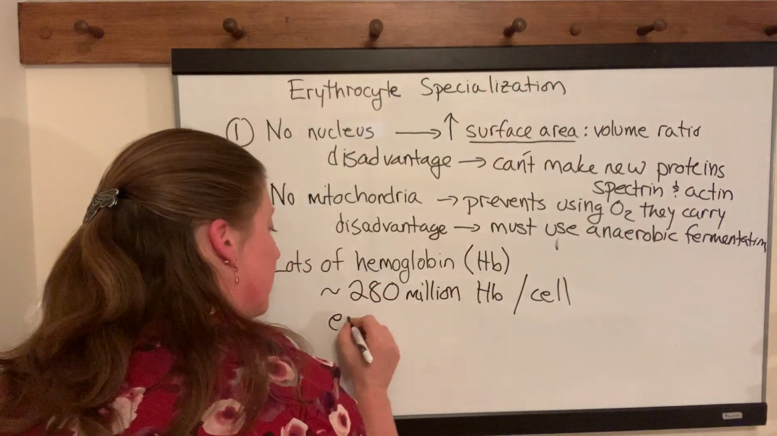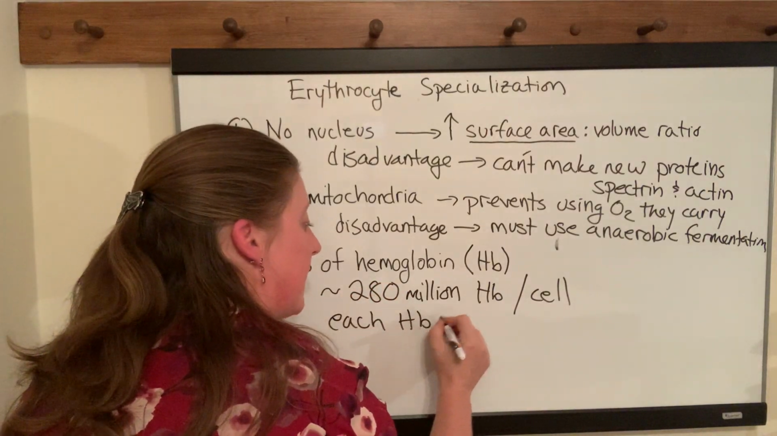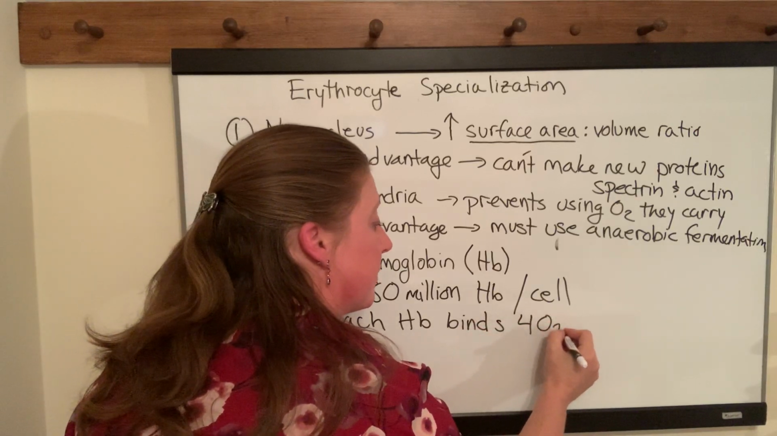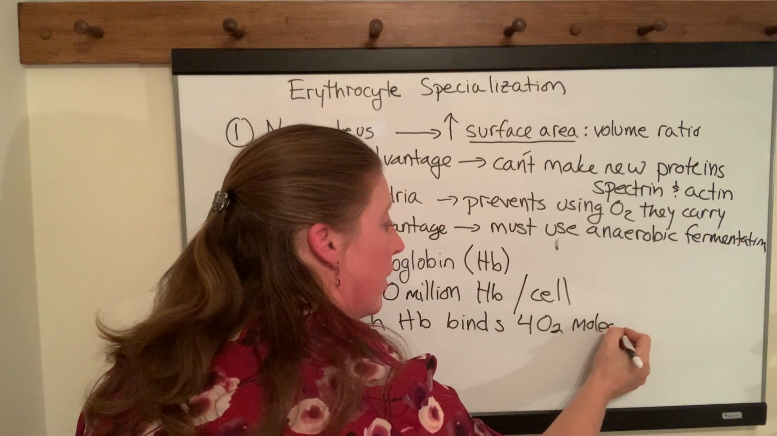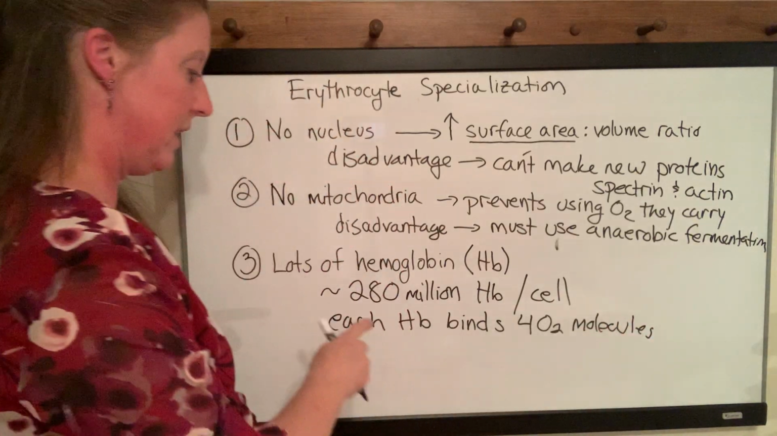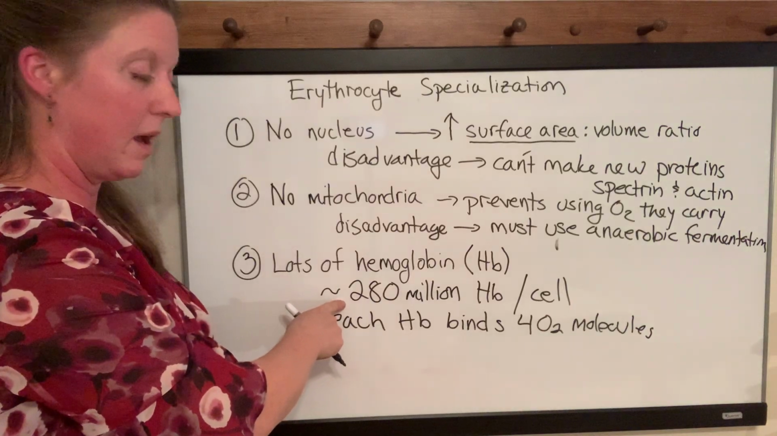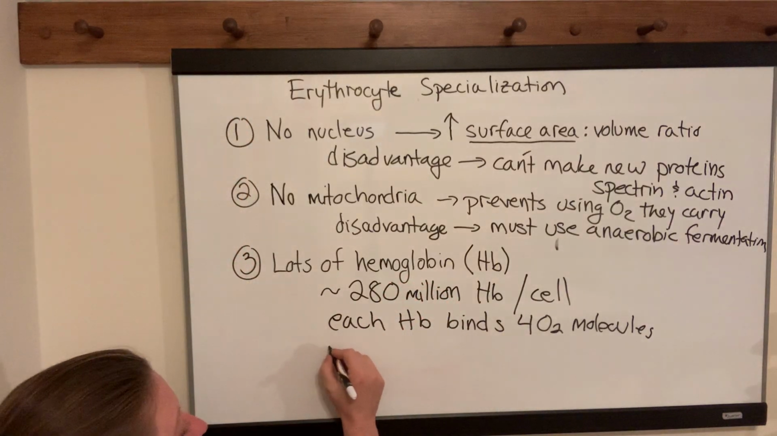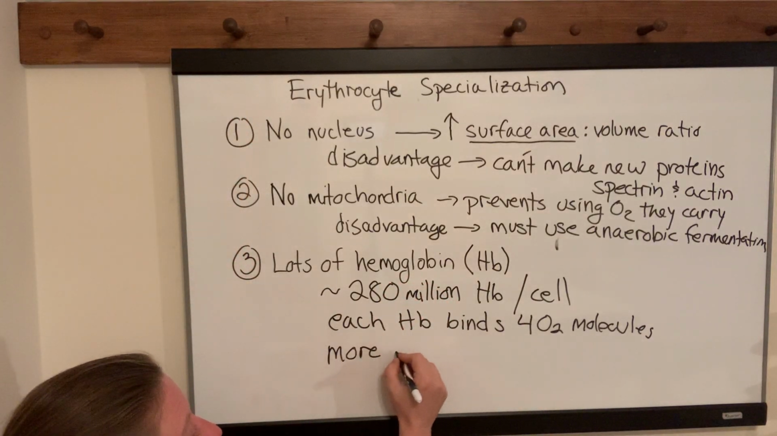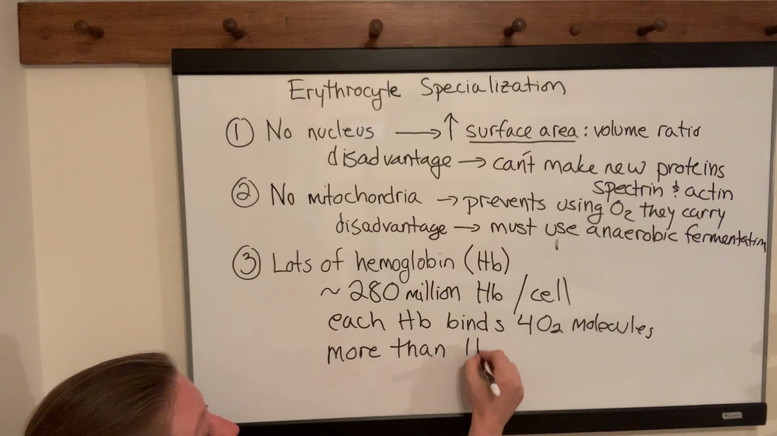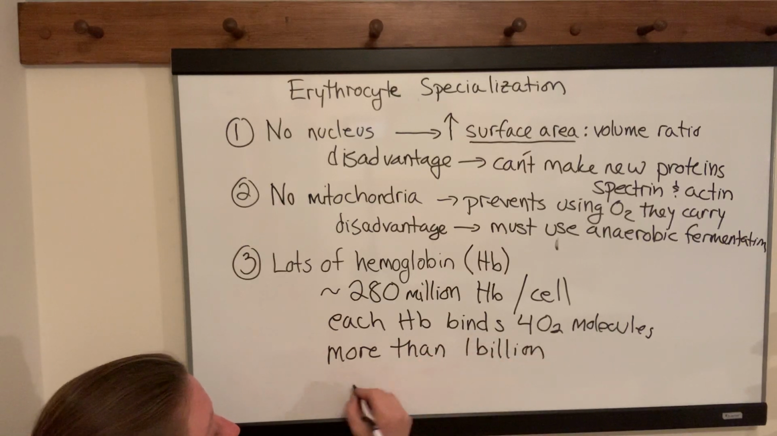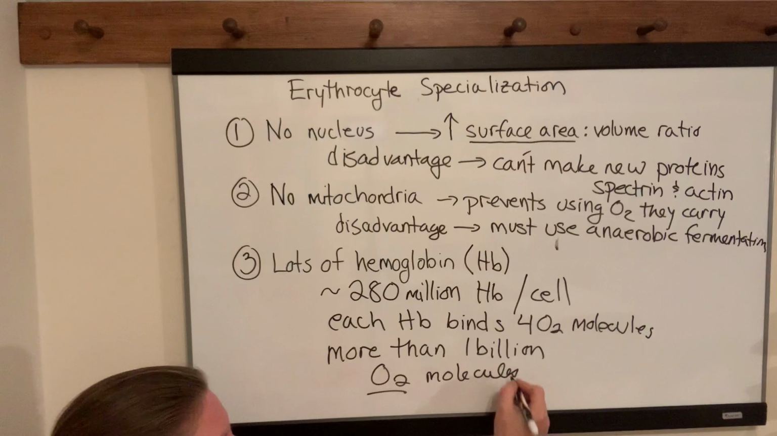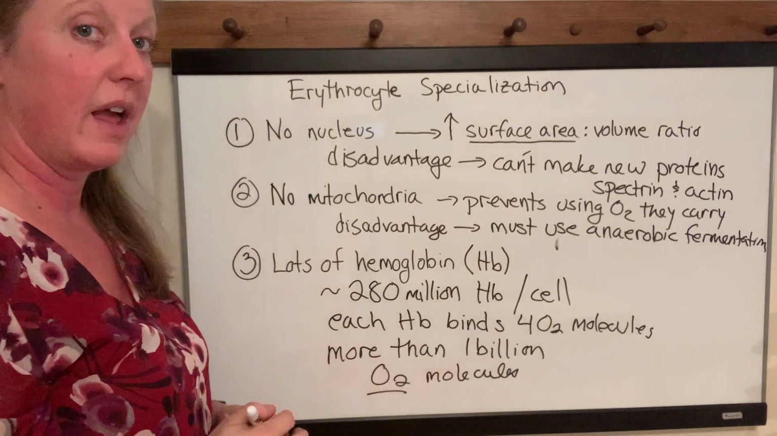Now, each hemoglobin can bind 4 oxygen molecules. So each red blood cell, if it has 280 million hemoglobin proteins, and each one can bind 4 oxygen molecules, that means that each red blood cell can carry more than 1 billion molecules of oxygen, which is pretty impressive for a tiny little cell.